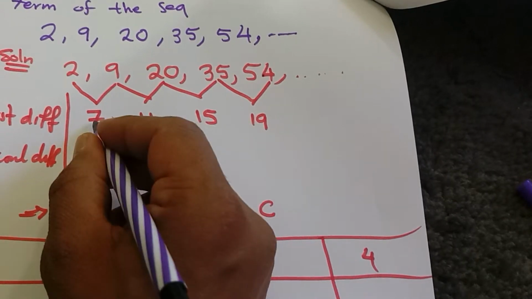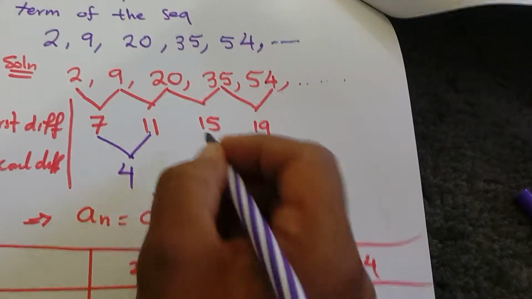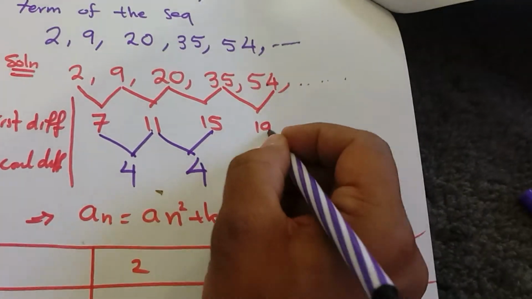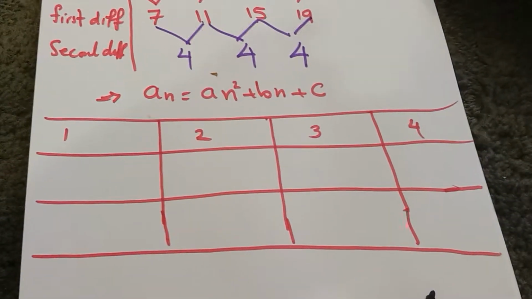Now, if I take 11 minus 7, I guess this is 4, and here again this is 4, and here is 4. So we have a second difference. Okay, we need to find the general formula.